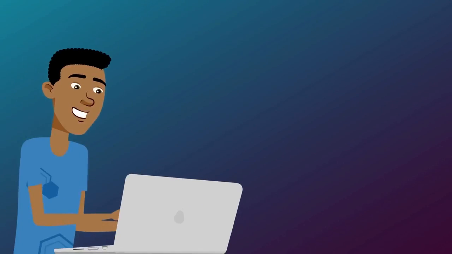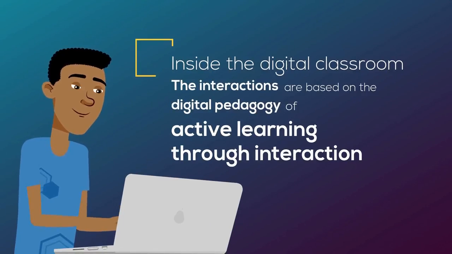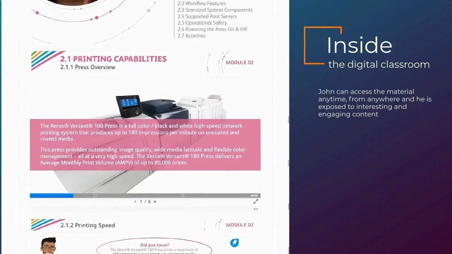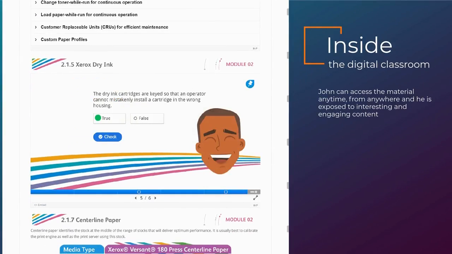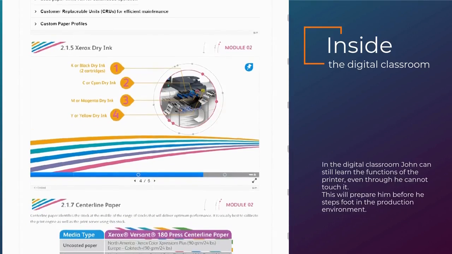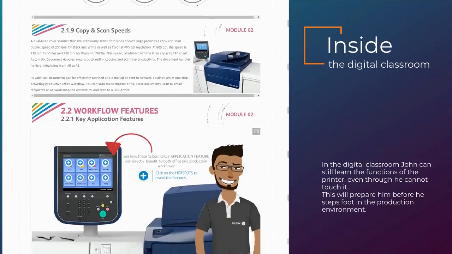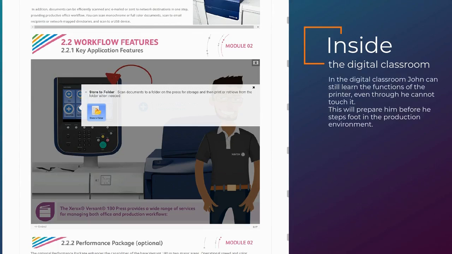John can easily view the floor plan, and when we now go inside the digital classroom, we can see that there's interactions that's based on digital pedagogy of interaction. So inside this digital classroom, John can access the material anytime, from anywhere, and he is exposed to interesting content. In the classroom, John can still learn the functionalities of the printer, even though he cannot touch it. This will prepare him before he even steps foot in the actual environment.